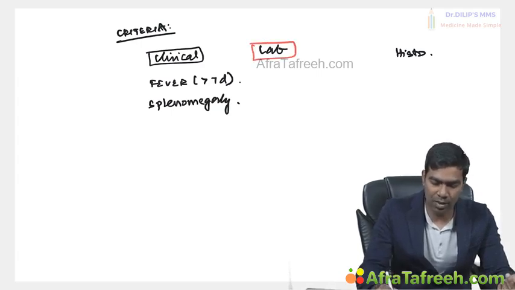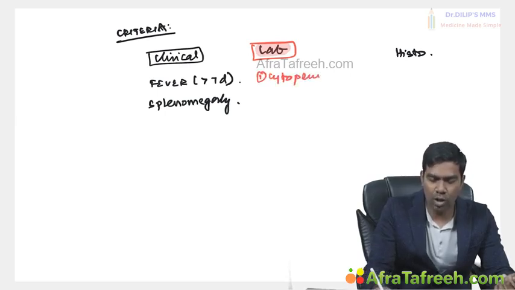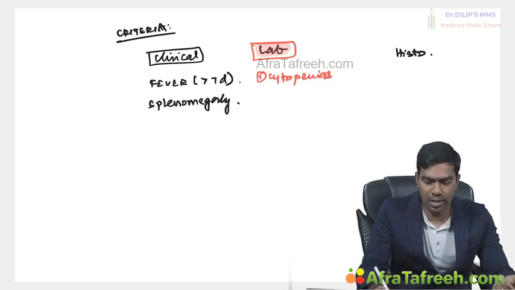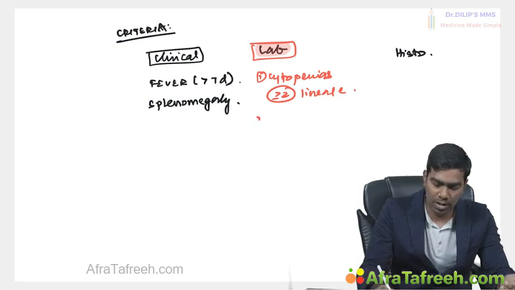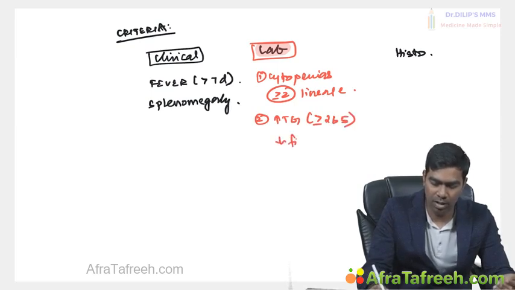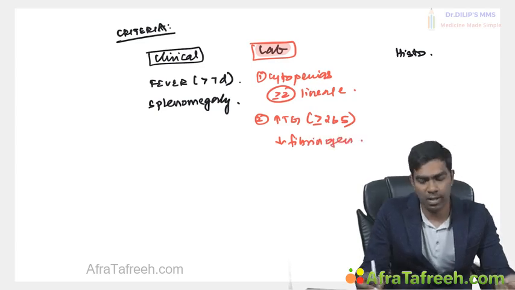And the lab criteria, if you ask me, first one will be the most important, cytopenias. Not only simple anemia, cannot tell you it's an HLH, at least two lineages should be having cytopenia, like RBC and WBC, or WBC and platelets, or platelets and RBC. Either minimum two lineages there should be cytopenia. Second, there will be high triglyceride, by definition more than 265 milligrams per deciliter, or a low fibrinogen, by definition less than 150 milligrams per deciliter.